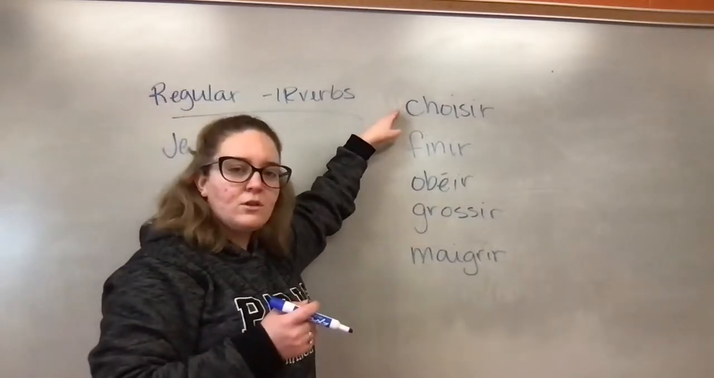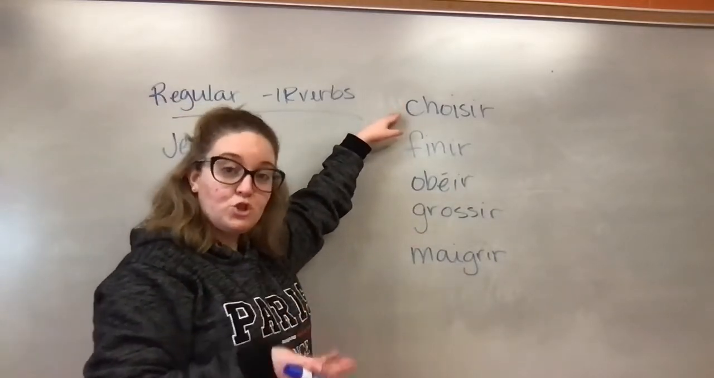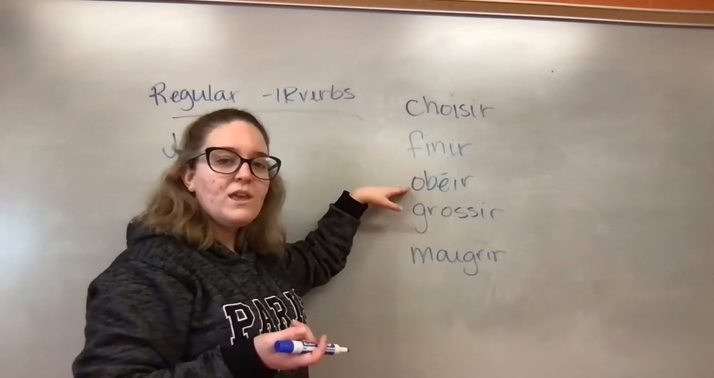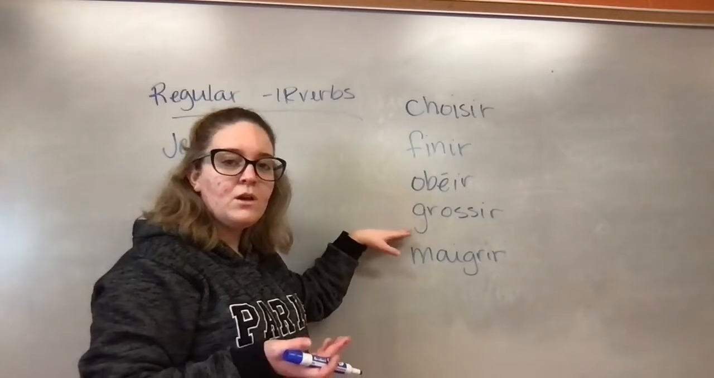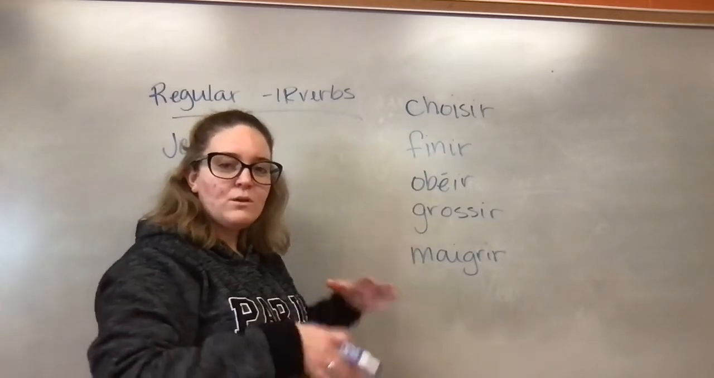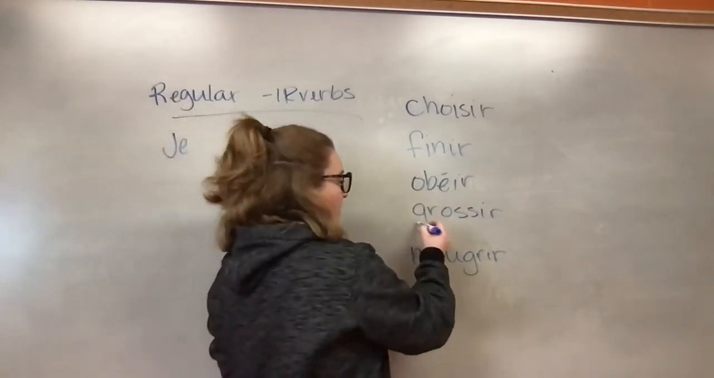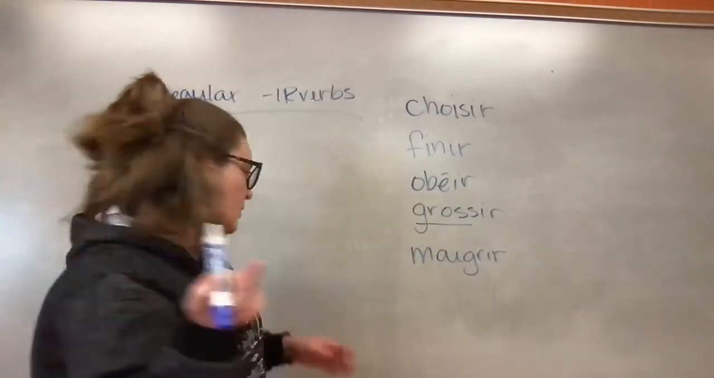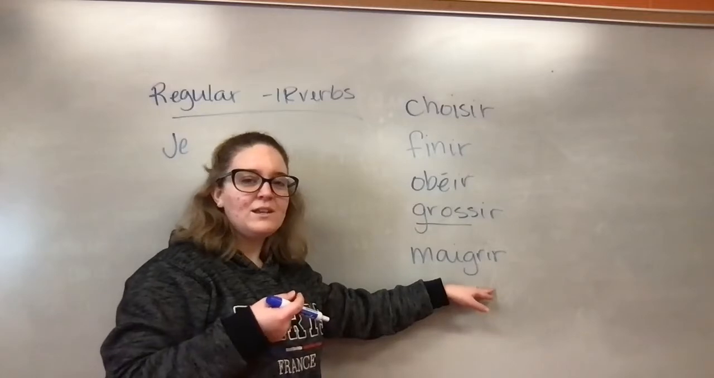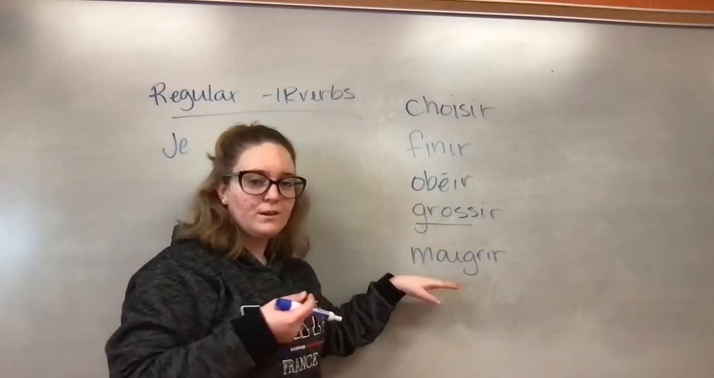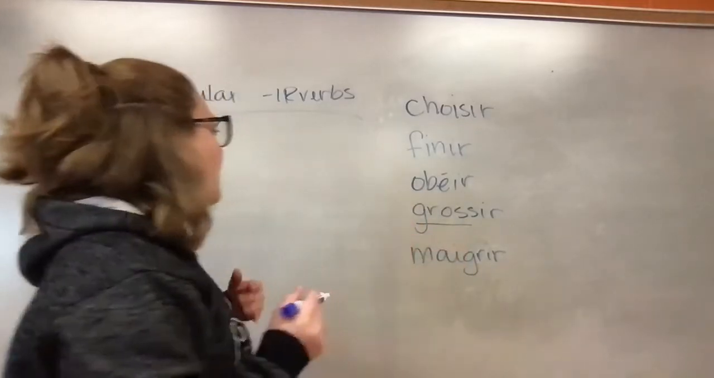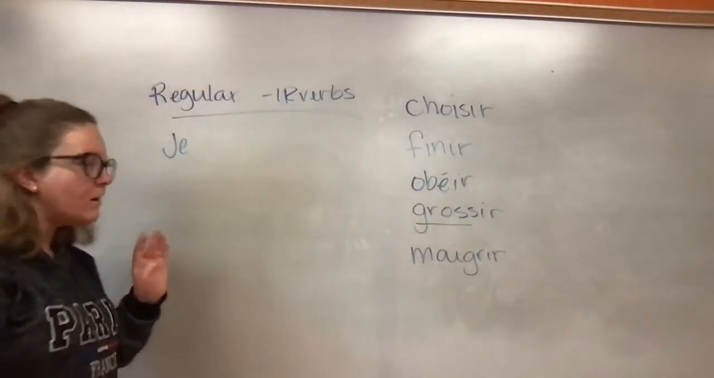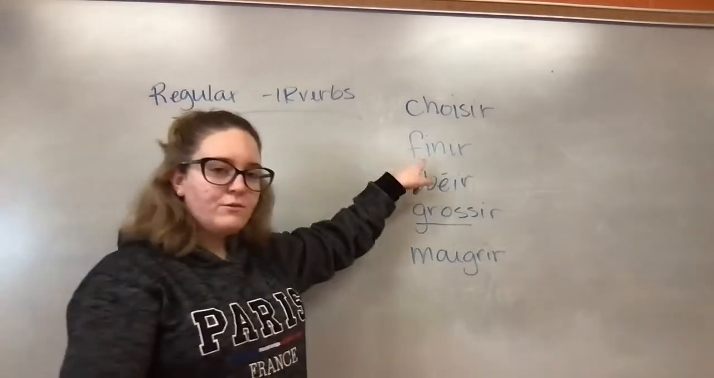So choisir, you might remember, is to choose. Finir, to finish. Obéir, to obey. Grossir, to gain weight or to get fat. You have the adjective gros in there that you might remember way back from French 1. And maigrir is the opposite of grossir. So maigrir is to get skinny or to lose weight. Okay, so those are just some examples of some regular IR verbs. So let's work with finir.